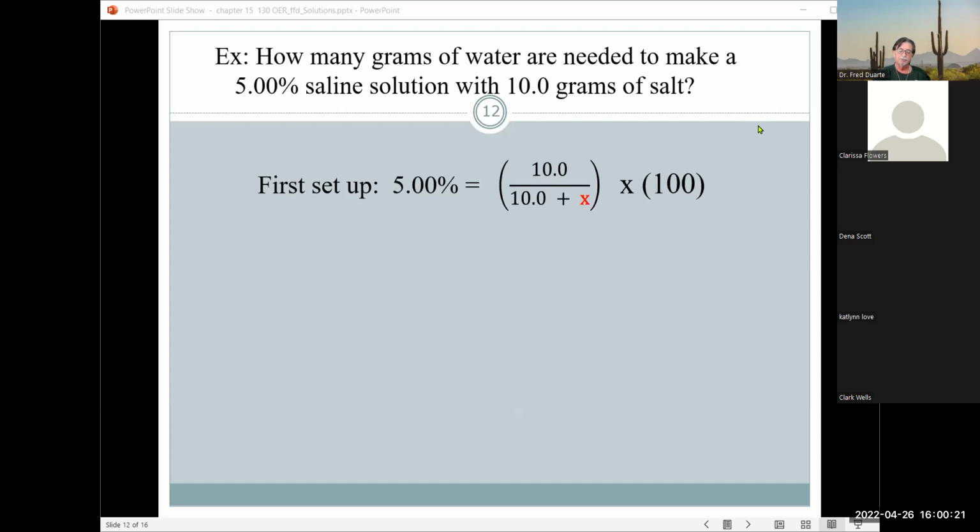All right, so we set the problem up. What we don't know is the amount of water, which by definition for mass percent is the mass of the solvent. And we don't know what it is, so we can substitute an X for it, so we end up with this algebraic equation. We need to solve for X.